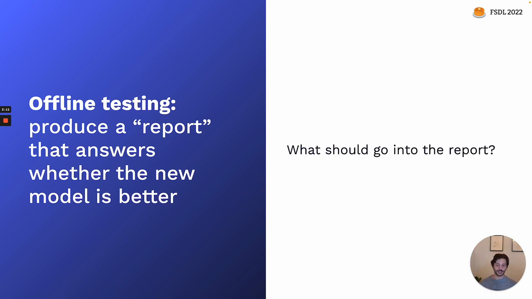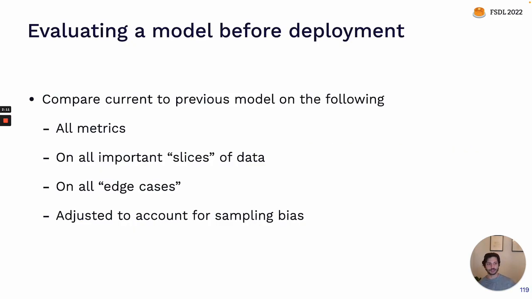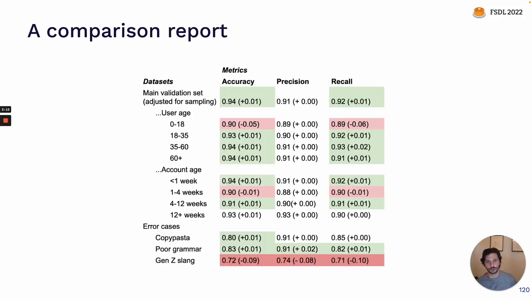And the key question here is what should go into that report? Again, this is a place where there's not a whole lot of standardization, but the recommendation we have here is to compare your current model with the previous version of the model on all of the following: all of the metrics that you care about, all of the slices or subsets of data that you flagged as important, all of the edge cases that you've defined, and in a way that's adjusted to account for any sampling bias that you might have introduced by your curation strategy. An example of what such a report could look like is the following.